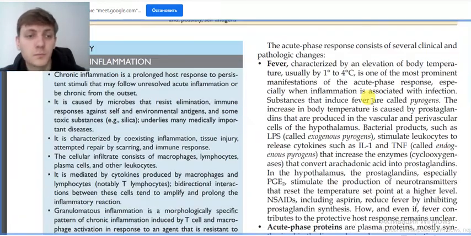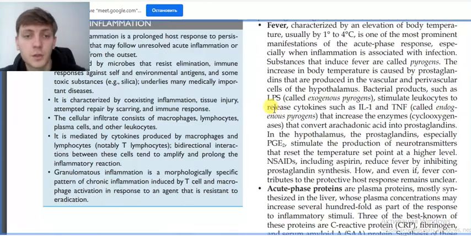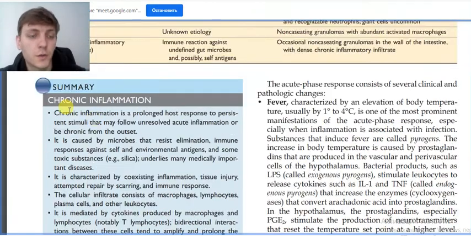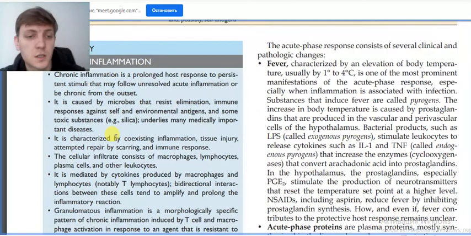Okay, so a summary about chronic inflammation: it is a prolonged host response to persistent stimuli that may follow unresolved acute inflammation or be chronic from the outset. It is caused by microbes that resist elimination, immune responses against self and environmental antigens, and some toxic substances, for example, silica, which is usual dust. It underlies many medically important diseases. It is characterized by coexisting inflammation, tissue injury, attempted repair by scarring, and immune response.